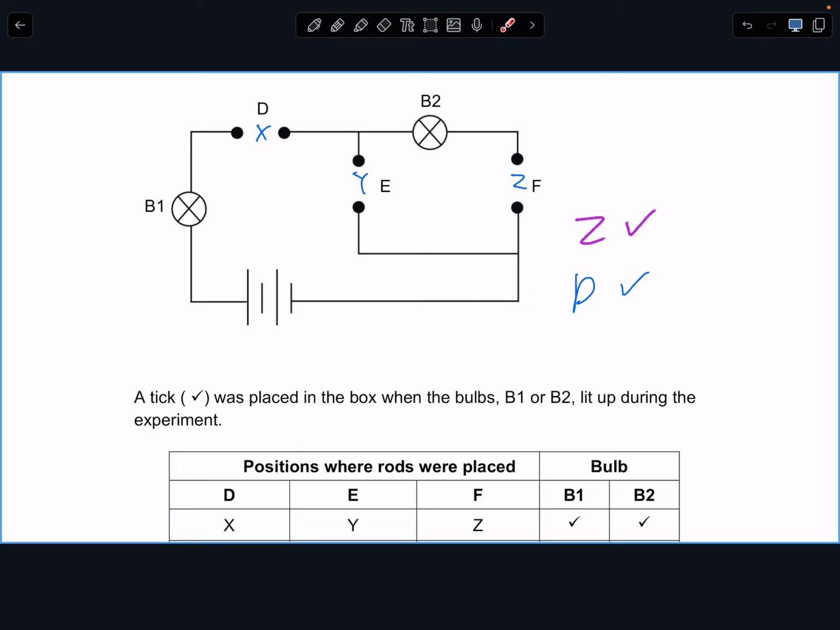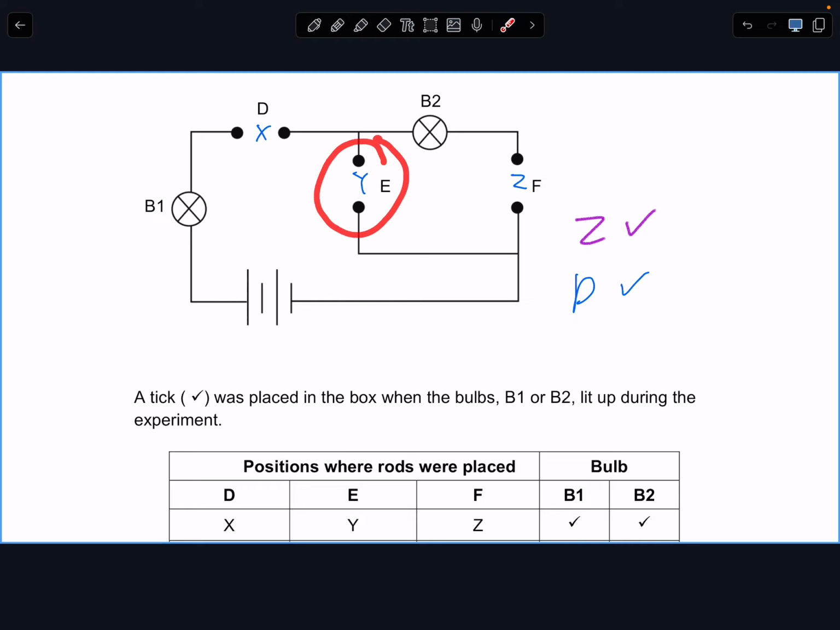Why? One more time. Because in order for bulb 2 to light up, it has to travel this way. There is no other way. It has to bypass, it has to go through here. You cannot say, oh, I go here, then I U-turn like that. Cannot. So there's only one way. So the fact is that when Z was placed here, this lit up. So this tells me that my Z and D are confirmed conductors.